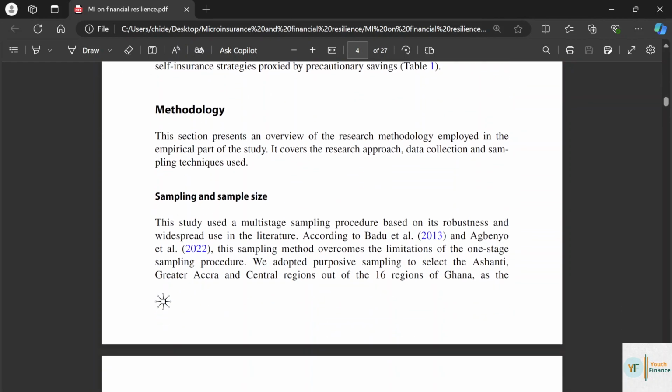So we move to the methodology section. And here we start with the data sampling. The data sampling comprises two stages. The first stage is where we choose the regions. We chose 3 regions out of 16 regions in Ghana. Those regions are here: Greater Accra, Ashanti, and Central region. We chose those 3 regions because most poor, less educated, and unskilled people travel to those 3 regions for greener pastures.